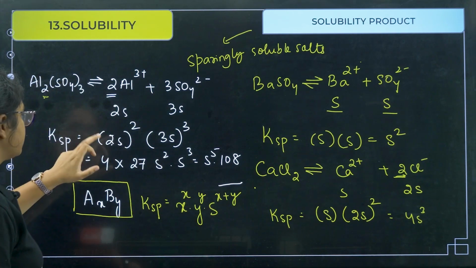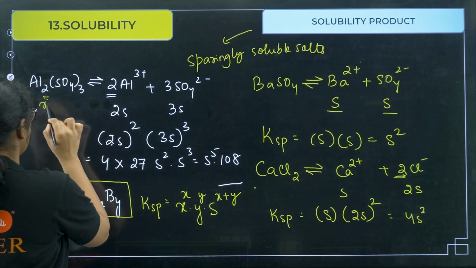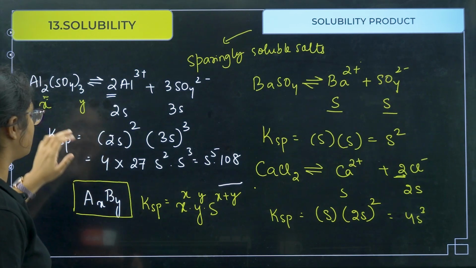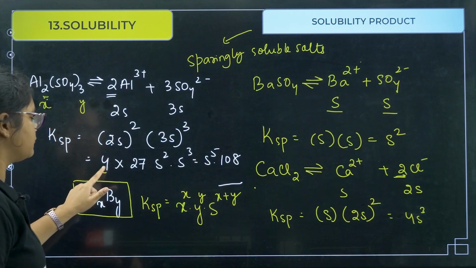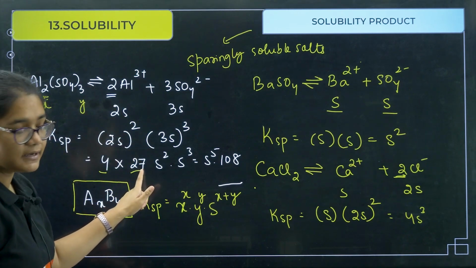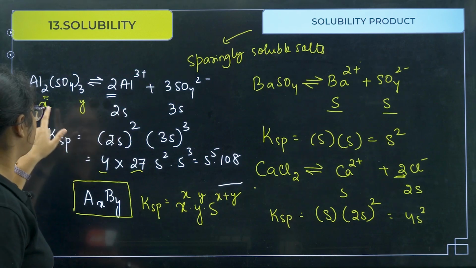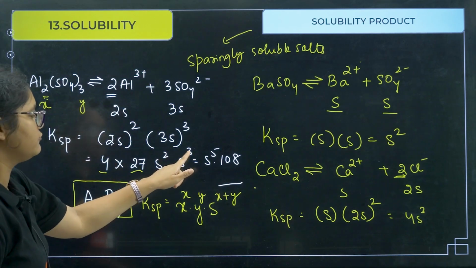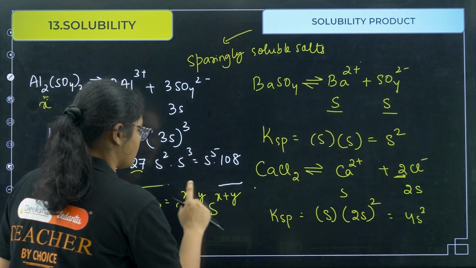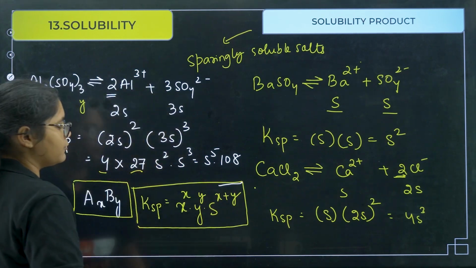So here x is 2, right? And y is 3. So we have 2 to the power of 2, x to the power of x, that is 4. 3 to the power of 3, y to the power of y, so that is 27. Then s to the power of x plus y, s to the power of 2 plus 3, that is 5. Okay. So this is what you should remember, this formula about solubility product.